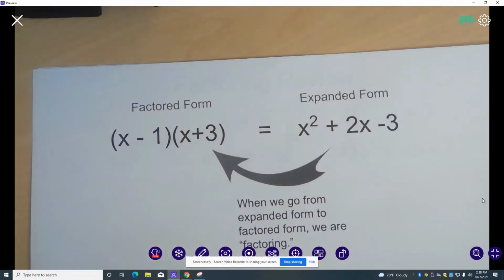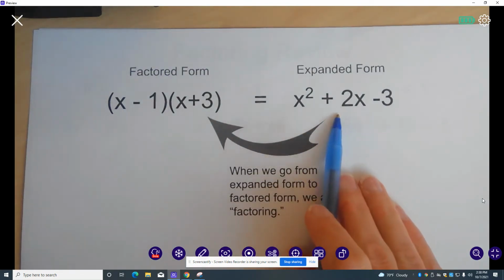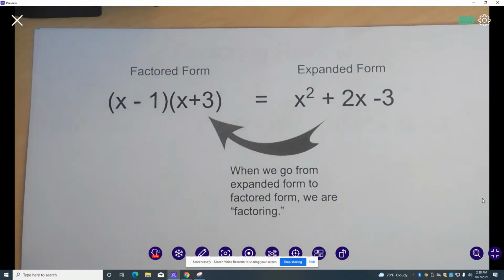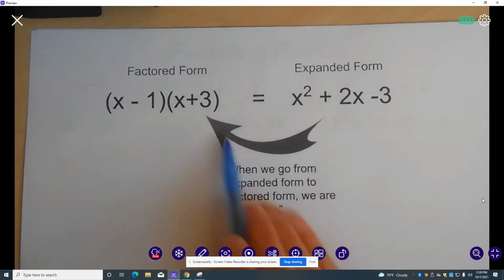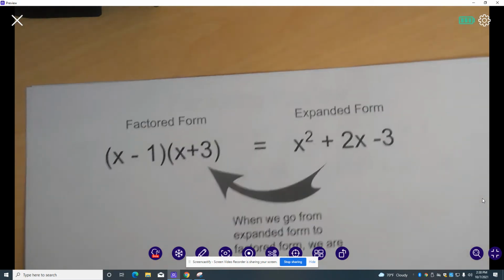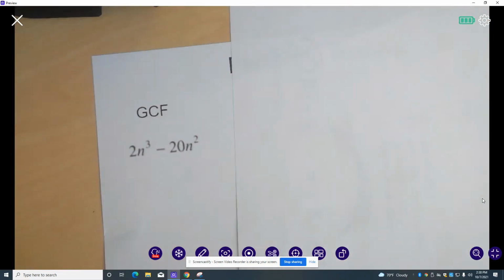So when we practice factoring here, what we're doing is going from expanded form to factored form. That's what we're going to do when we are factoring. So we're going to be going backwards from what we just did. All right, so we're going to do some review here.